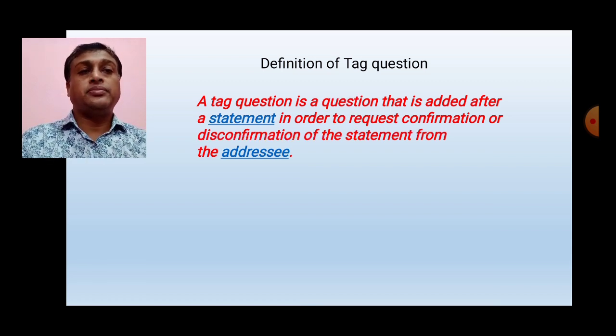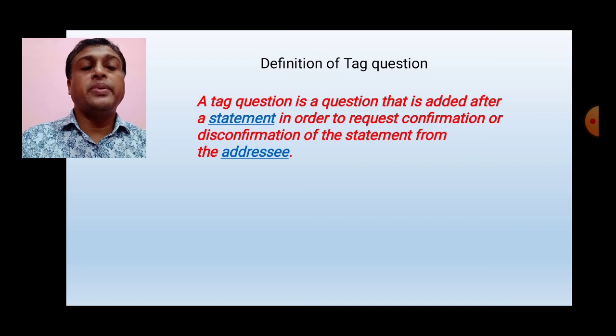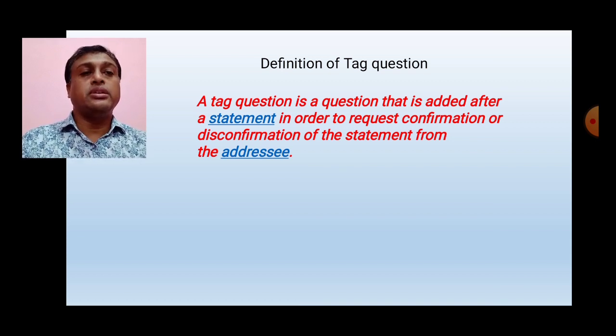At first, let's know the definition of tag question. A tag question is a question that is added after a statement in order to request confirmation or disconfirmation of the statement from the addressee.